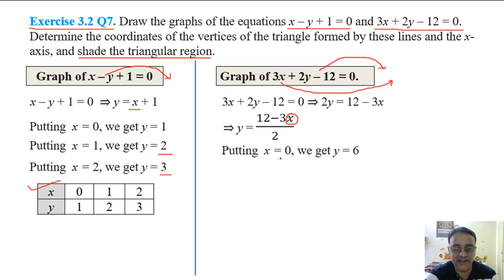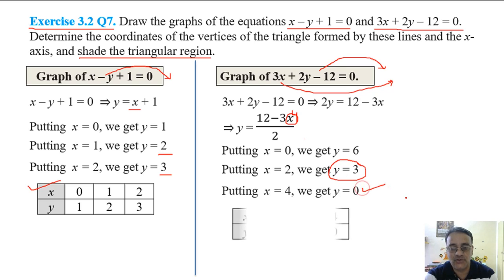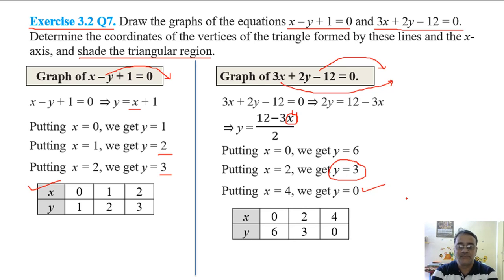Okay. Now we can add plus 2, plus 2. So second value, I'm going to take 2. So 12 minus 6 by 2, it will be 6 by 2, that is 3. And if we take 4, so 12 minus 12 by 2, it will become 0. So यहाँ पर भी 3 वैल्यू मिल गया. So 0, 1; 1, 2; 2, 3; 0, 6; 2, 3; 4, 0.